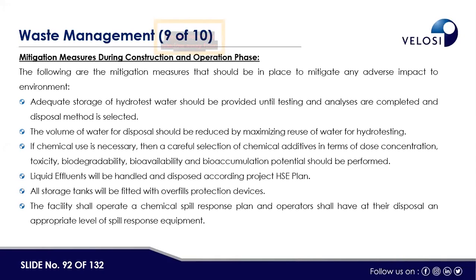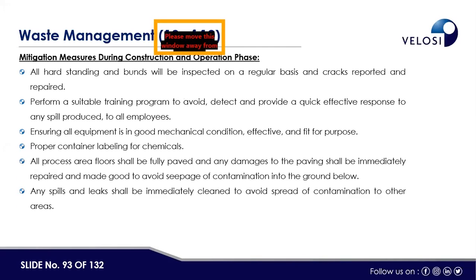The facility shall operate a chemical spill response plan, and the operators shall have at their disposal an appropriate level of spill response equipment. Then all hard standing and bunds will be inspected, suitable training programs performed, all equipment ensured to be in good mechanical condition, with proper container labeling. All process area floors shall be fully paved so that soil and groundwater contamination can be avoided. Any spills and leaks shall be immediately cleaned to avoid spread of contamination to other areas.